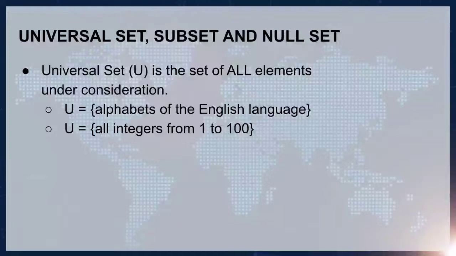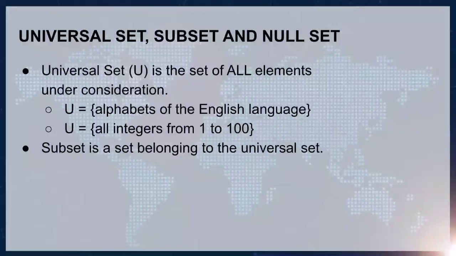Another example is a universal set that contains all the integers from 1 to 100. That's 1, 2, 3, 4, 5, and so on up to 100. They are all members of the universal set U. Okay? Now, a subset is a set belonging to the universal set. For example, let's say I want to pick letters C, D, E, F, G, H, I, J, up to J. Then I will call that group set A.